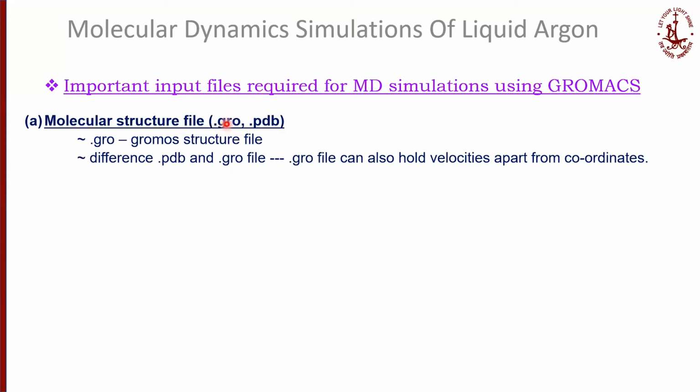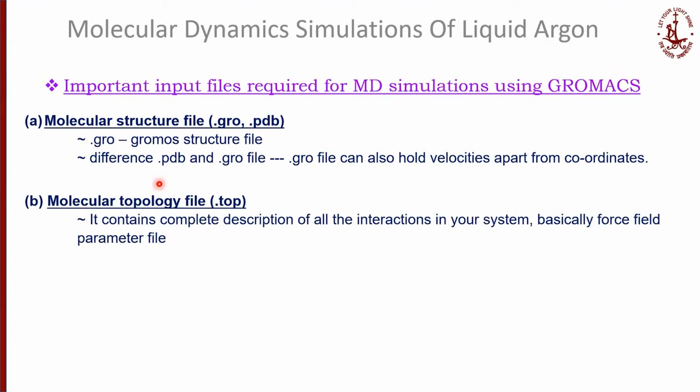It can either be in the form of .gro or .pdb. .gro stands for GROMACS structure file, and .pdb stands for Protein Data Bank file. The difference between PDB and GRO file is that in a PDB file, you will only have X, Y, Z coordinates of that particular molecule. Whereas in a GRO file, which I will show you later on, you will also have velocities for each and every atom apart from the coordinates. So the first thing you need is a structure file of the system that you are trying to simulate.